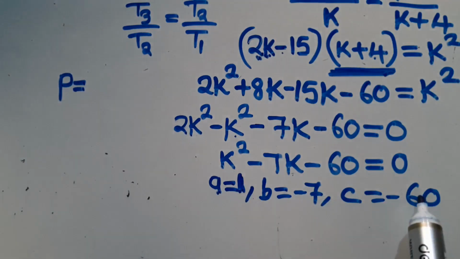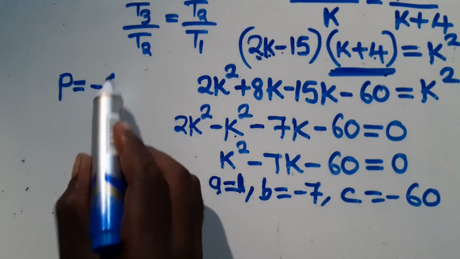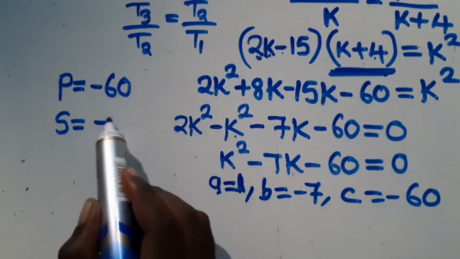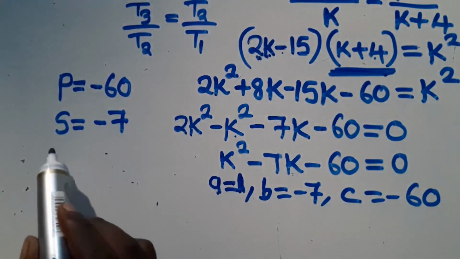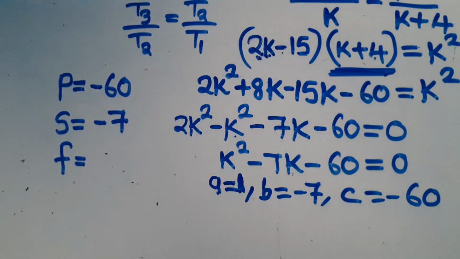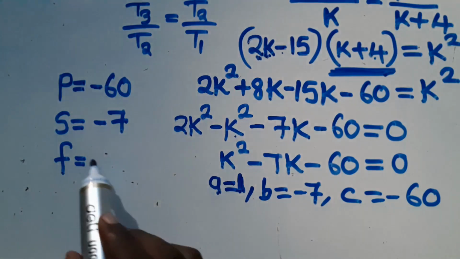So for you to find the product, you multiply A times C. 1 times negative 60. You get negative what? 60. Then the sum, you just get the B, which is negative what? Negative 7. What are your factors now? So how do we find factors? We say that what two numbers can we multiply to get negative 60, and if we are to add those two numbers, we need to get negative 7. So what are those numbers?